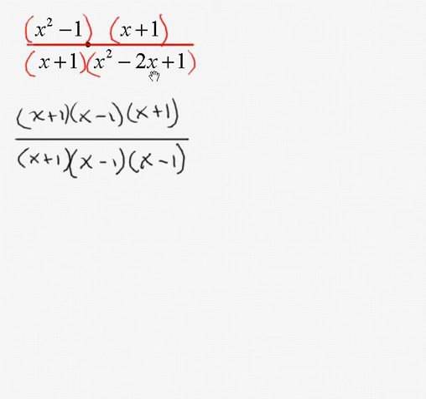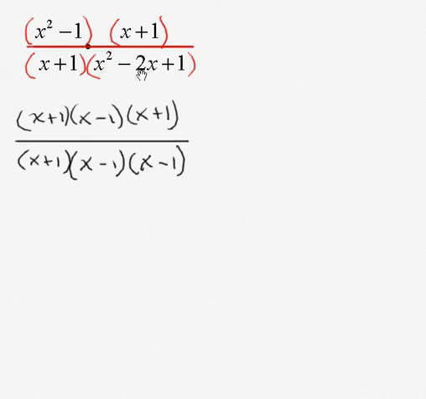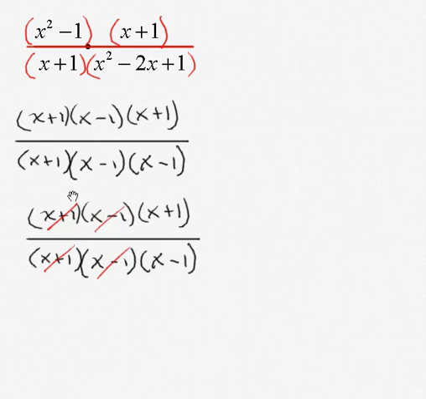X squared minus 2x plus 1 is a perfect square trinomial that factors into x minus 1 quantity squared, only for today I'm writing it as x minus 1 times x minus 1. Any factors in the numerator that are the same as the denominator divide out to 1. So x plus 1 in the numerator divided by x plus 1 in the denominator divide out to 1.